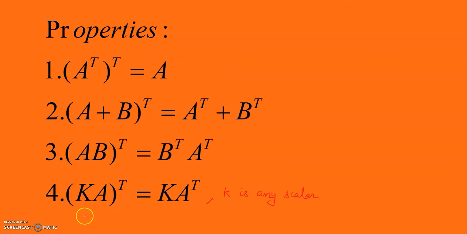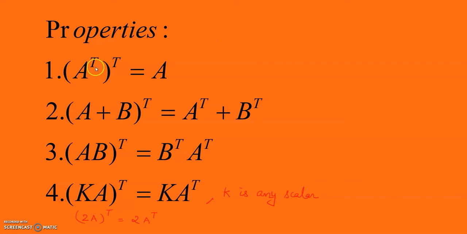For example, you have 2 into A whole transpose. So first you write A transpose and then multiply with 2, both will be the same. Either you write 2A and transpose it, or you write the transpose of A and then multiply with 2, both of these will be equal. So these are the properties of transpose of a given matrix.